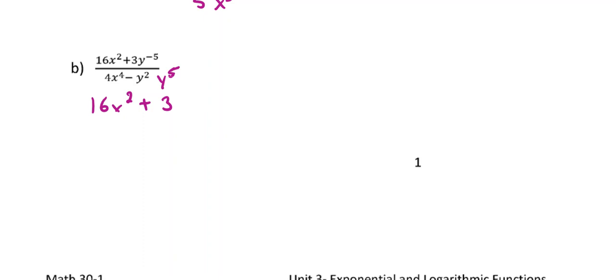You would think so at first glance, but the problem is that this is like a binomial over a binomial, right? So that kind of breaks our rules there. We can't do that, right? So here's what we have to do. We can write just this part of it by itself a little bit differently first. We can write this as just 3 over y to the 5, right? Just rewriting that part. But then this is still all over 4x to the 4 minus y squared.